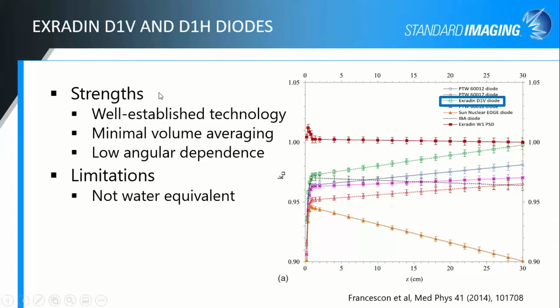Strengths of the diode, again, it's a well-established technology. There's very minimal volume averaging. It has a low angular dependence. There is an angular dependence, so I wouldn't turn it on its side. But for scanning in a water tank, you won't have any issues with that. The limitations, as with any diode, is that it's not water equivalent.